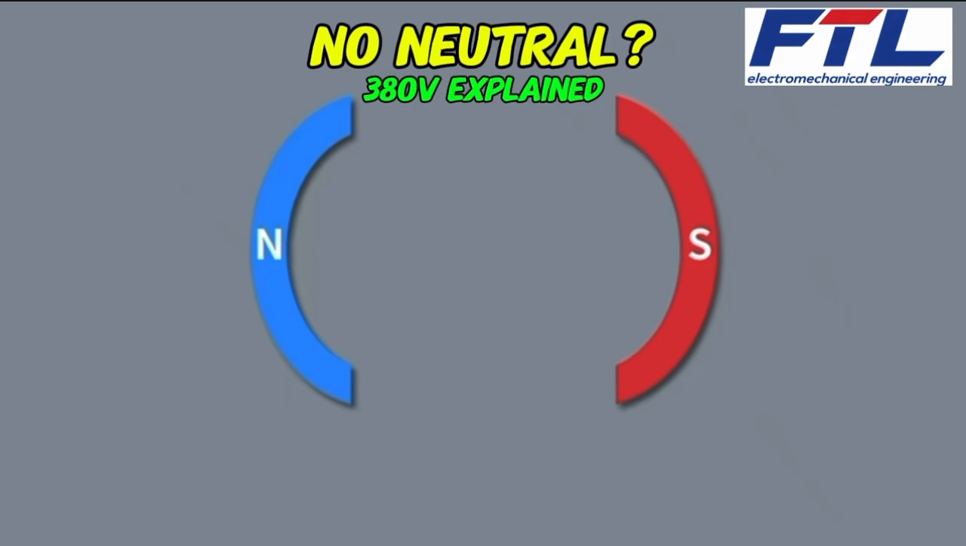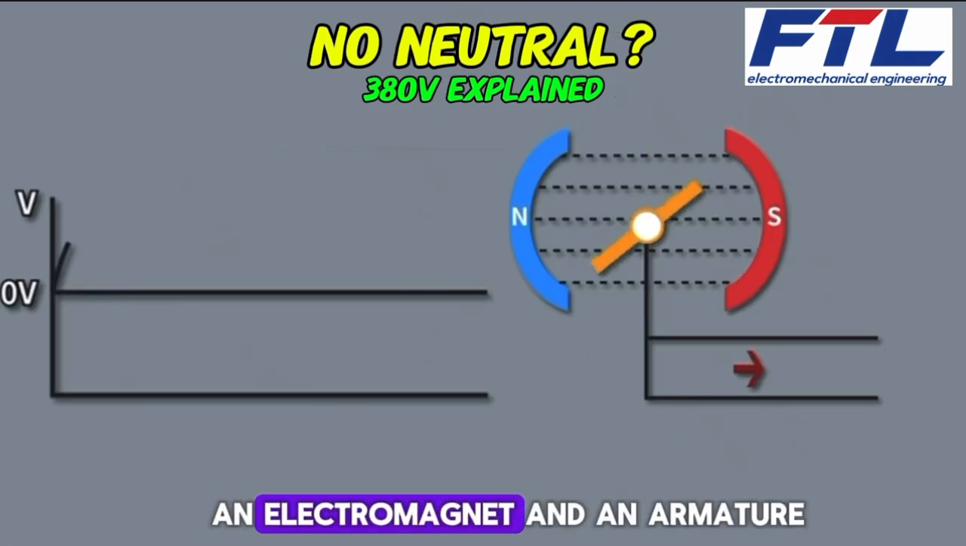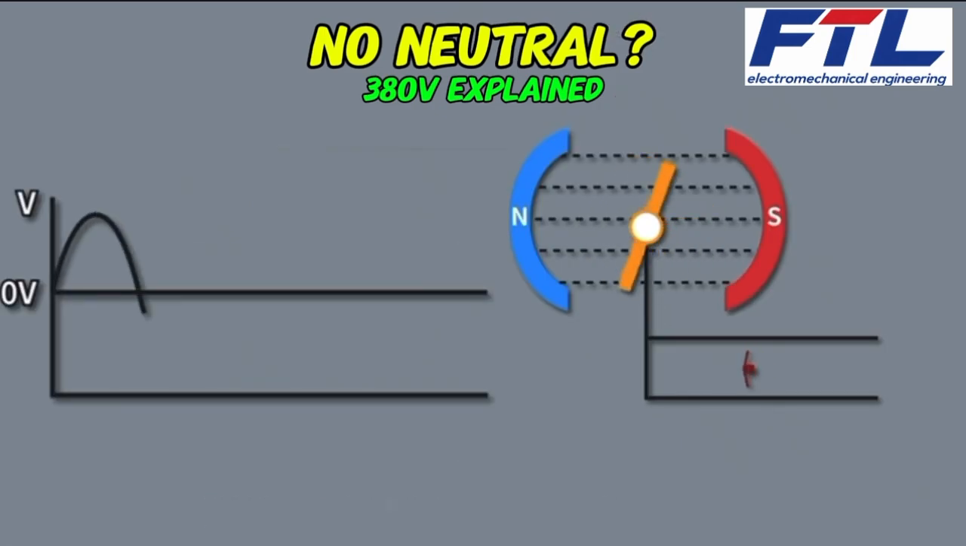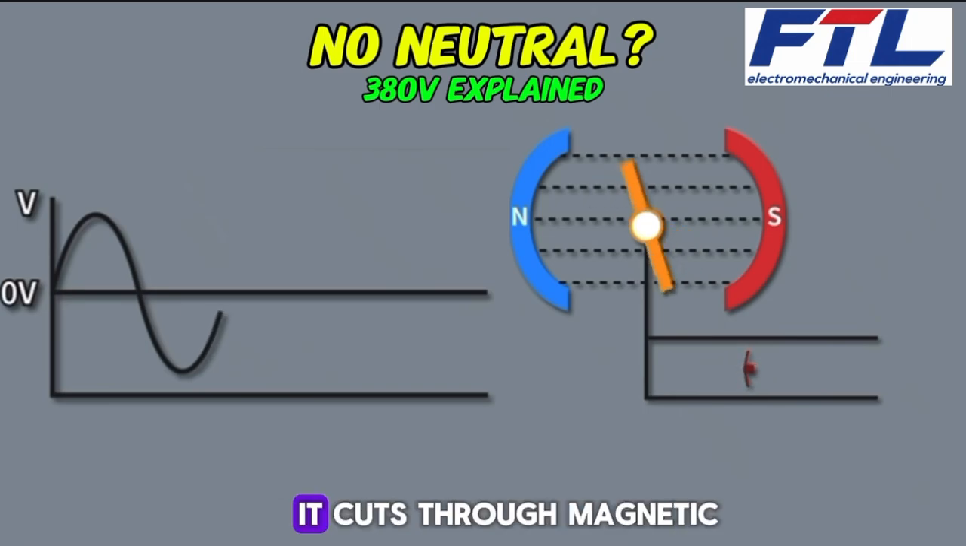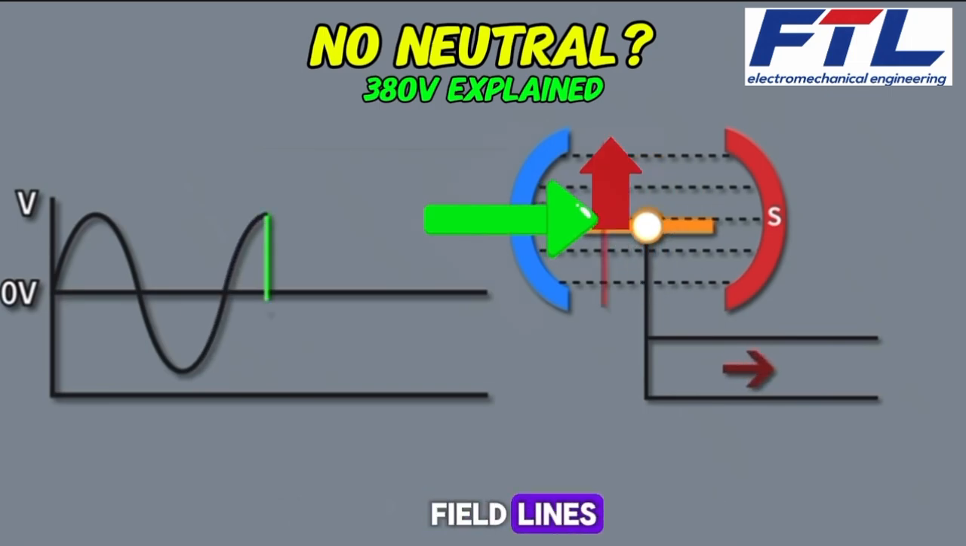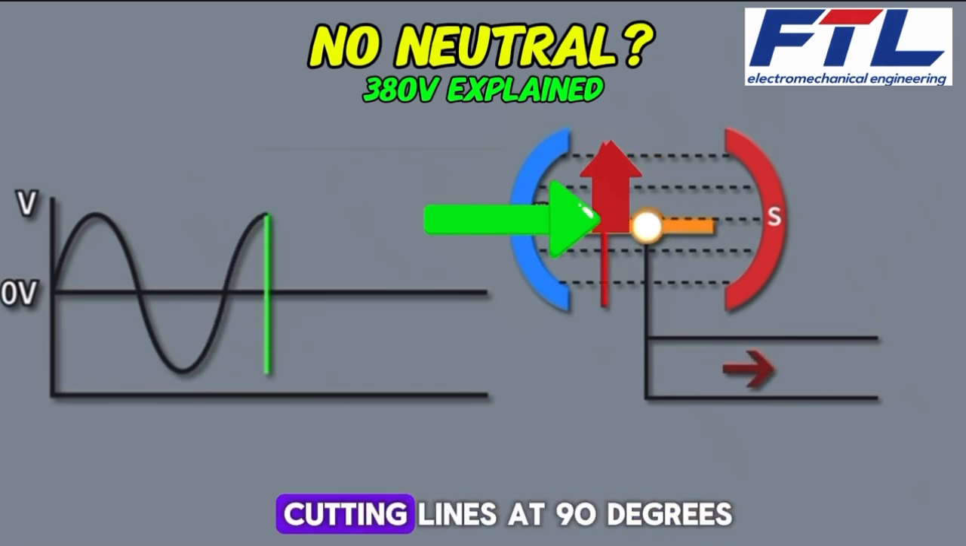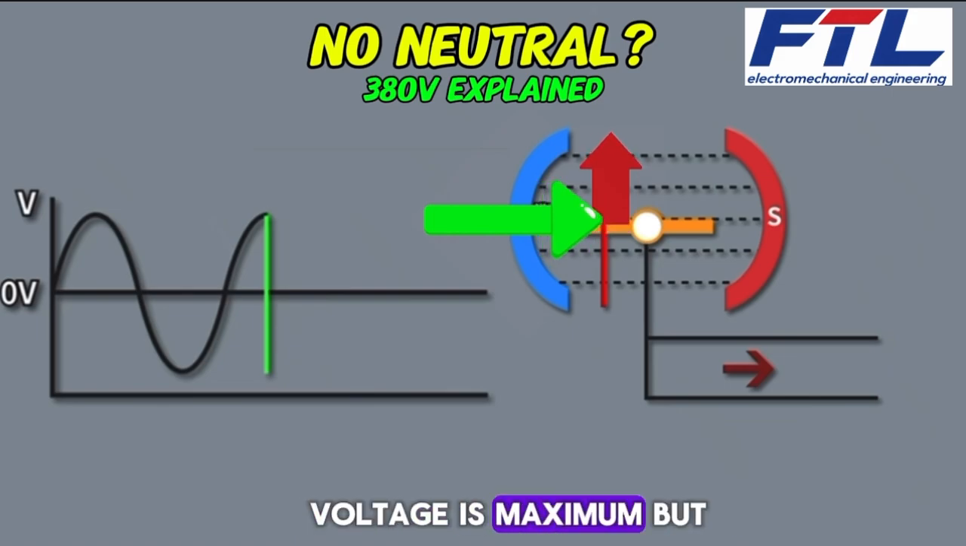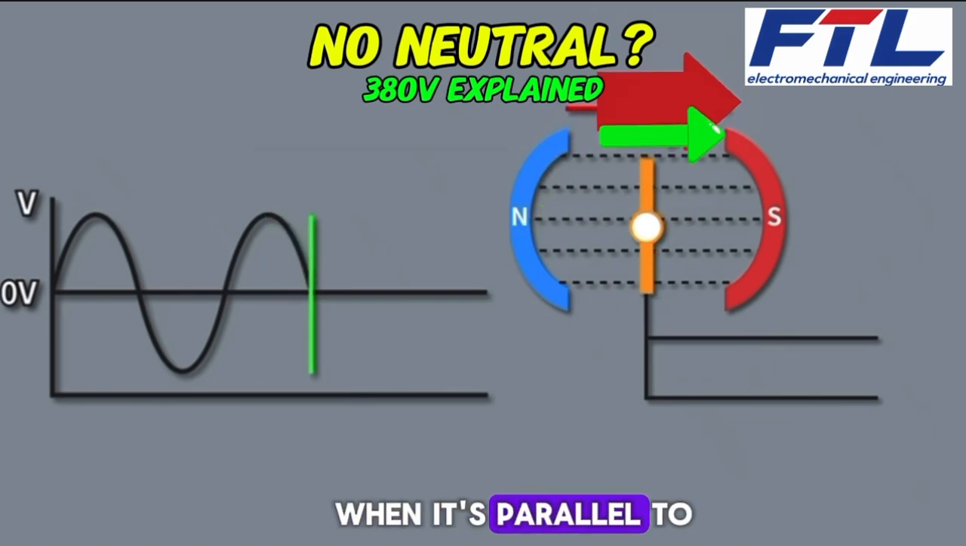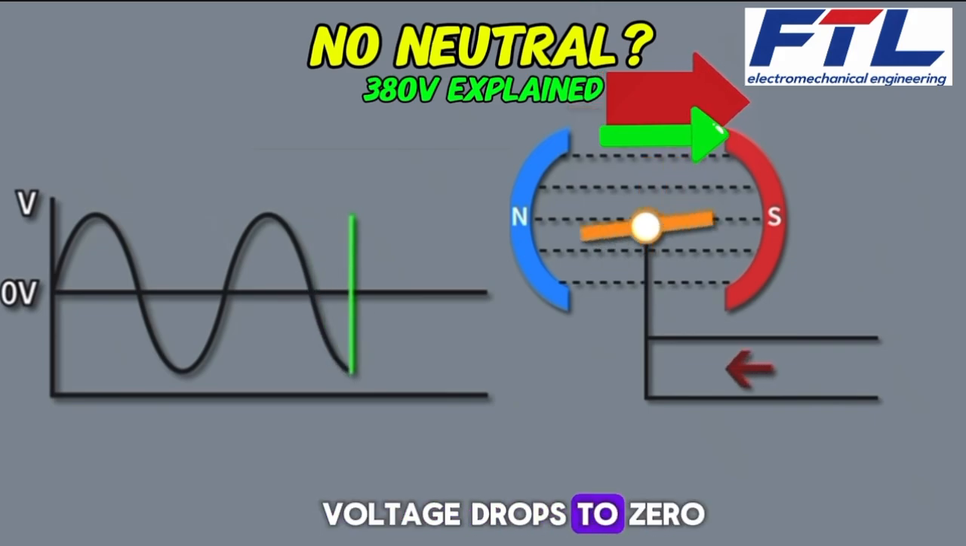and cranes. First, let's see how any AC voltage is born. Take a magnet and a coil, or in real generators, an electromagnet and an armature. When the armature rotates, it cuts through magnetic field lines. When the coil is vertical, cutting lines at 90 degrees, voltage is maximum. But when it's parallel to the field lines, it cuts nothing, and voltage drops to zero.